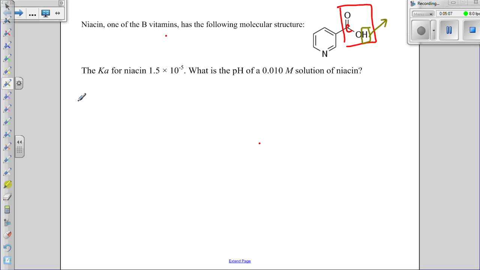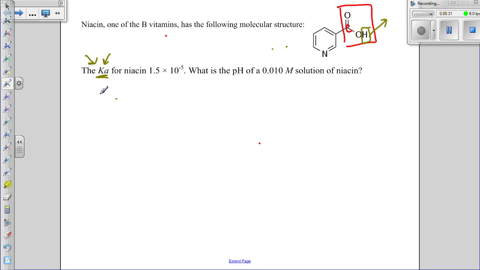So what would be left over would be this structure with a negative sign. So we want pH, gives us a Ka, so the Ka is screaming at us that this is a weak acid, so that tells us that we need to write an equilibrium problem. So I'm going to do that.